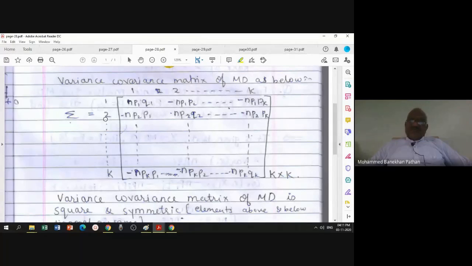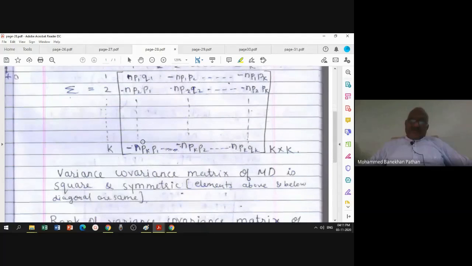Now this is 2 and this is 2. That means it is a study of the same variable. The same variable provides a variance. So you know the variance is n p2 q2. This minus is not there. Dash dash, this is the element to study x2 with xk. So it is minus n p2 pk.